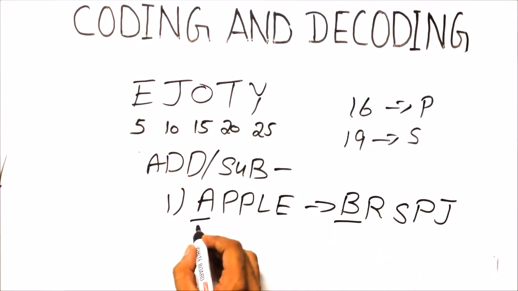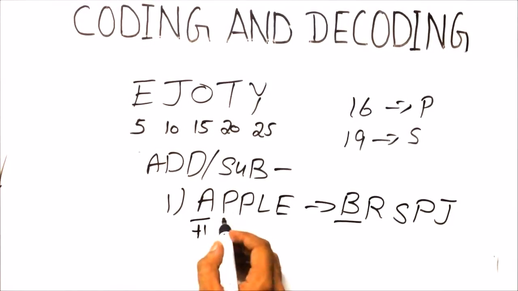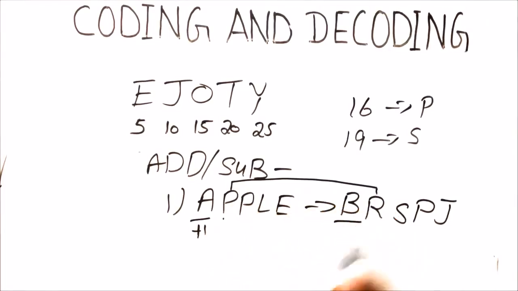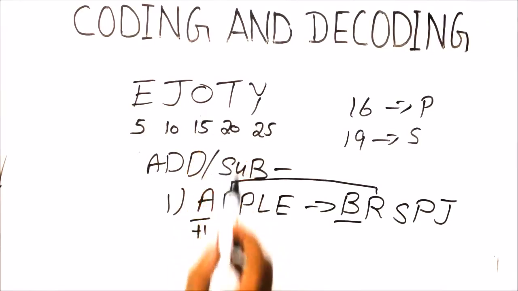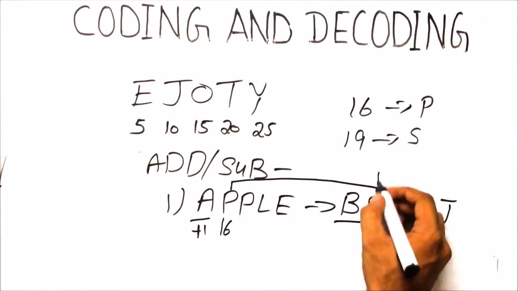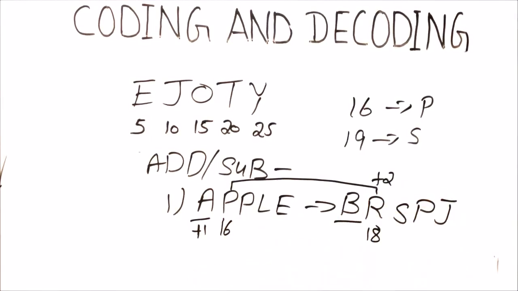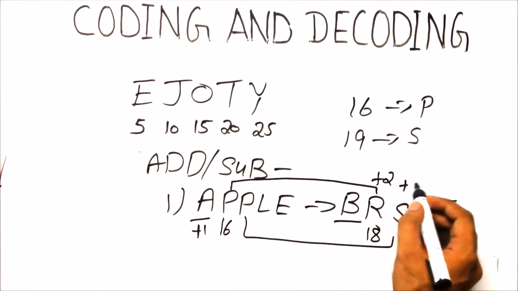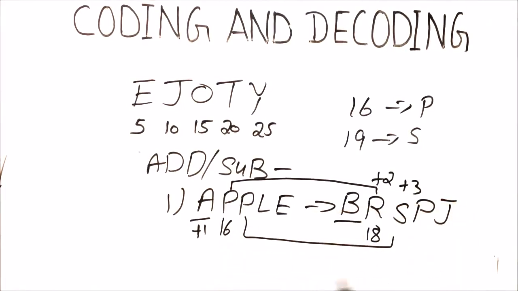So here we have added just 1 to the letter A because A comes at the first place. Now if you look at P, the code for P is R. Now P comes at 16th place as per our EJOTY pattern and R comes at 18th place. So here we have added 2 to the value of P. Now here the code for the second P is S. Now here we have added 3 to the next letter, and hence we have added 4 to the next letter, and hence we have added 5 to the next letter.